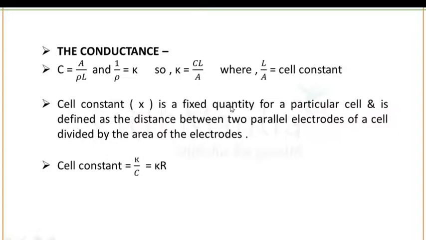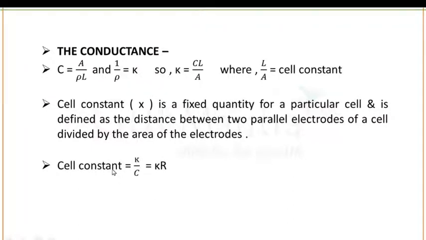It is a fixed quantity for a particular cell, and it is defined as the distance between two parallel electrodes of a cell divided by the area of electrodes. So cell constant is equal to the distance between two parallel electrodes, or you can say length, divided by area. This is your cell constant.